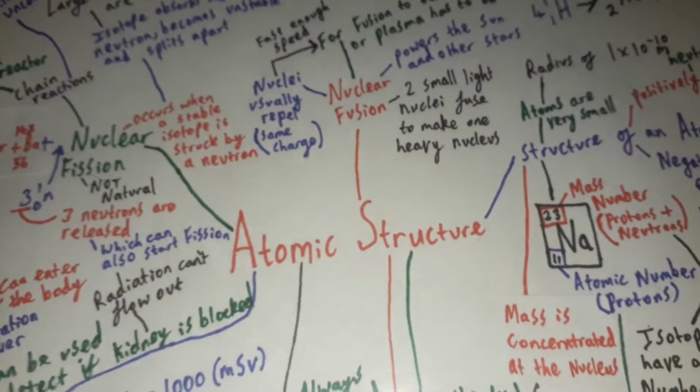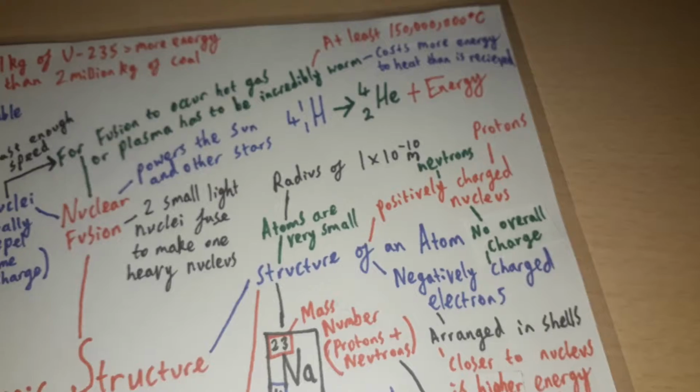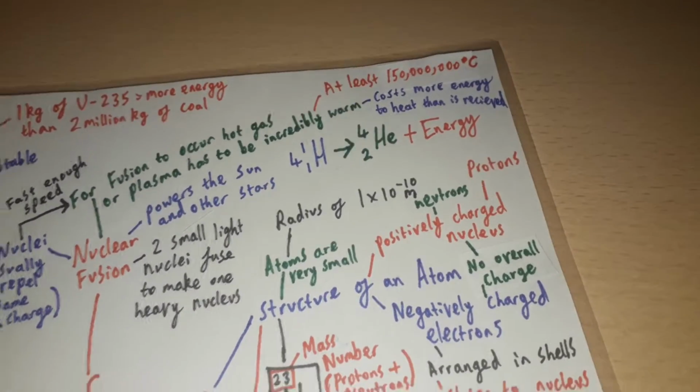Today we're looking at Physics Topic 7, which is all about atomic structure. So let's start with the structure of an atom. Atoms are very small. They have a radius of 1 times 10 to the power of minus 10 meters.